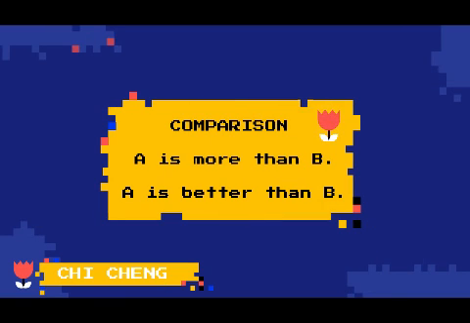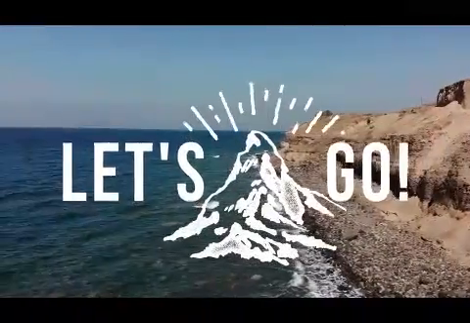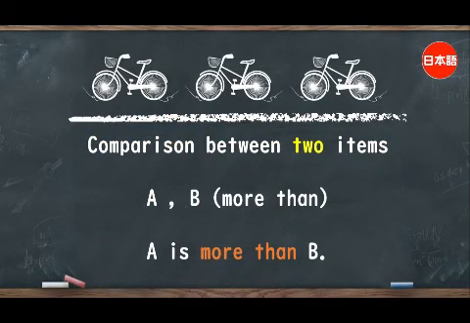Today, I'm going to focus on comparison between two items. So in the end of the video, you will be able to say A is more than B or A is better than B in Japanese. Comparison between two items in Japanese is somehow like comparison in English, which is more than. A is more than B.